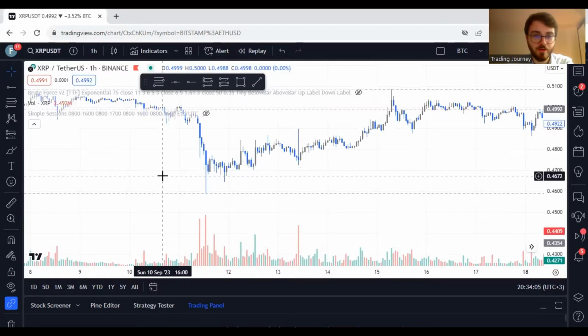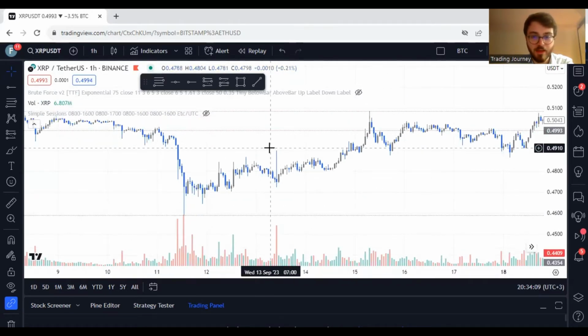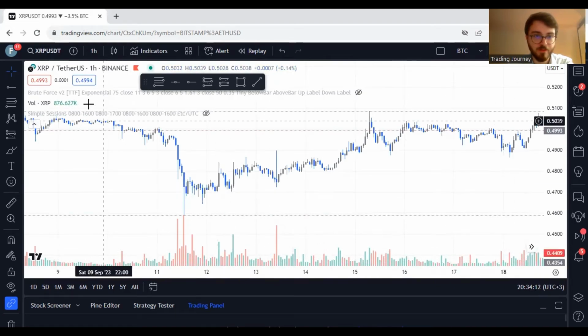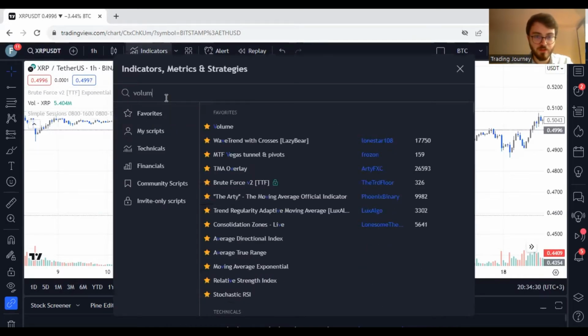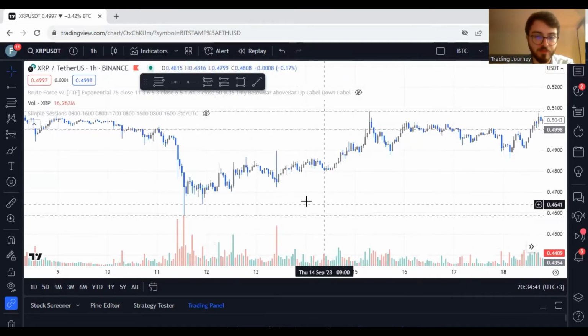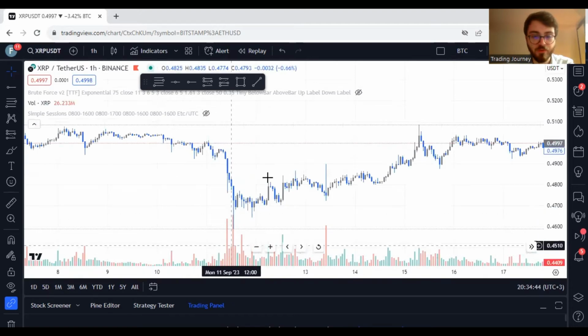All right, here we are on XRP, the crypto, on 1 hour time frame. And we have already set our volume indicator down there. If you want to add it to your charts, you can just go to the indicators menu and type volume. This is one of the indicators that's given by TradingView. So you can just add it to your favorites.